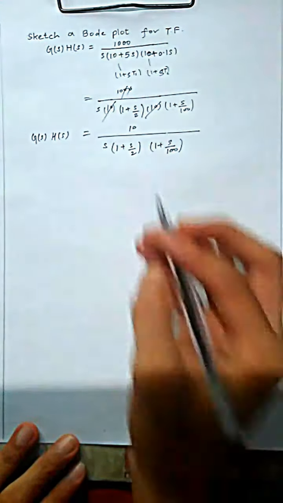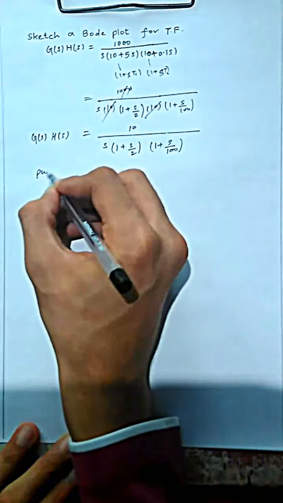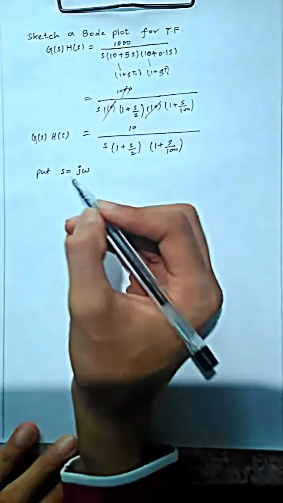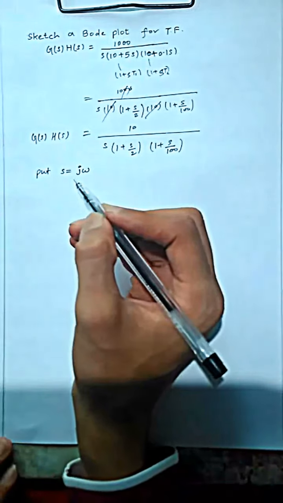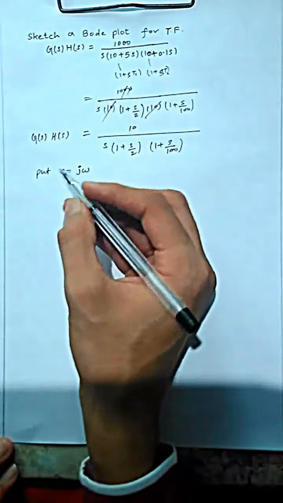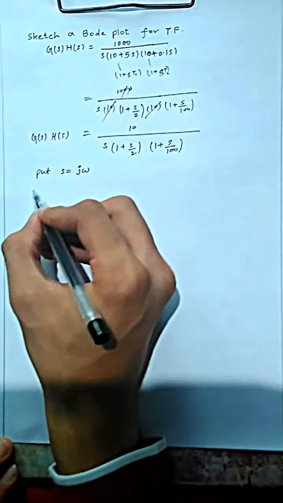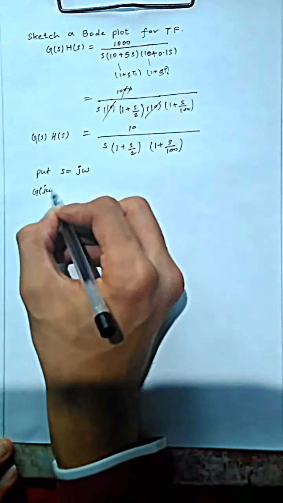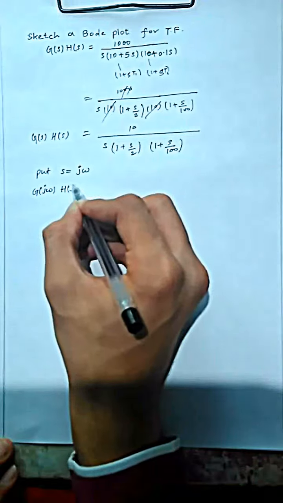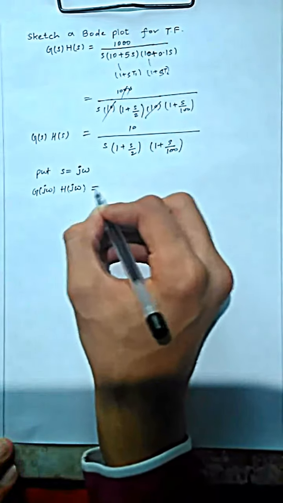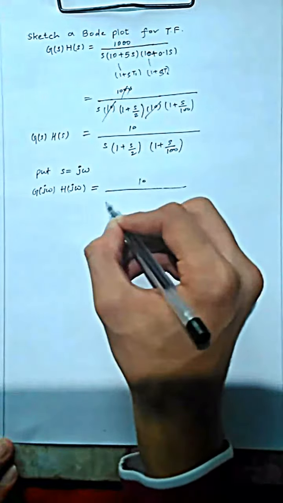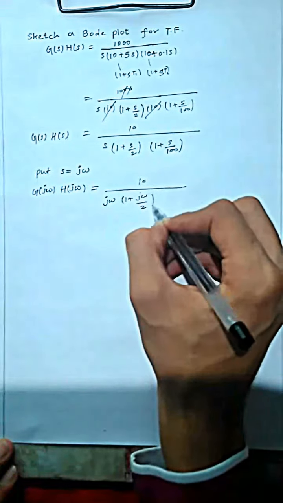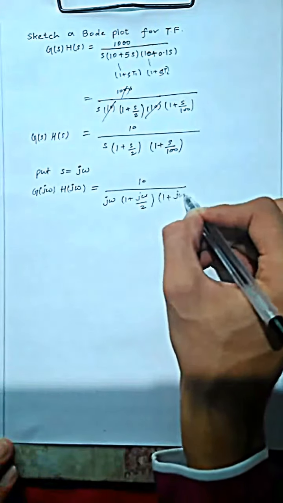Now, the next step is to put S equal to j omega. The steps which I am showing you, follow straight away. These are really easy steps to follow, and there is very little chance of mistakes. j omega, 1 plus j omega by 2, 1 plus j omega by 100.